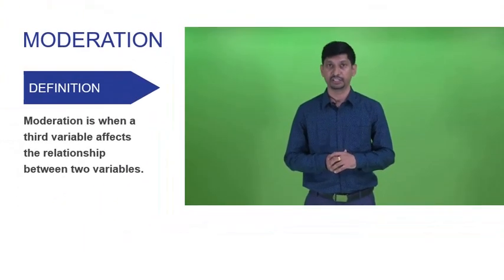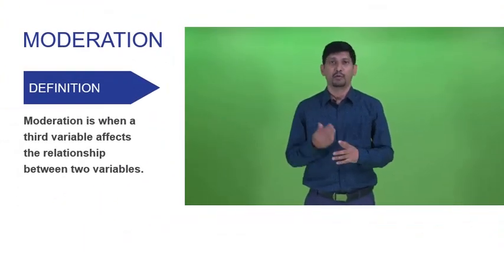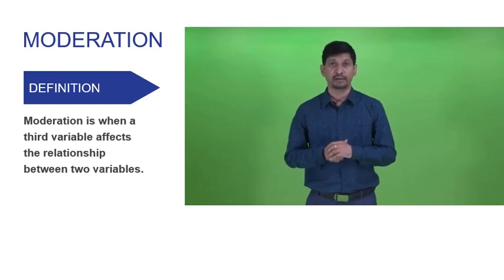Now let us move to moderation. Moderation by definition is when a third variable affects the relationship between two variables. Now let us look at this example to understand moderation.